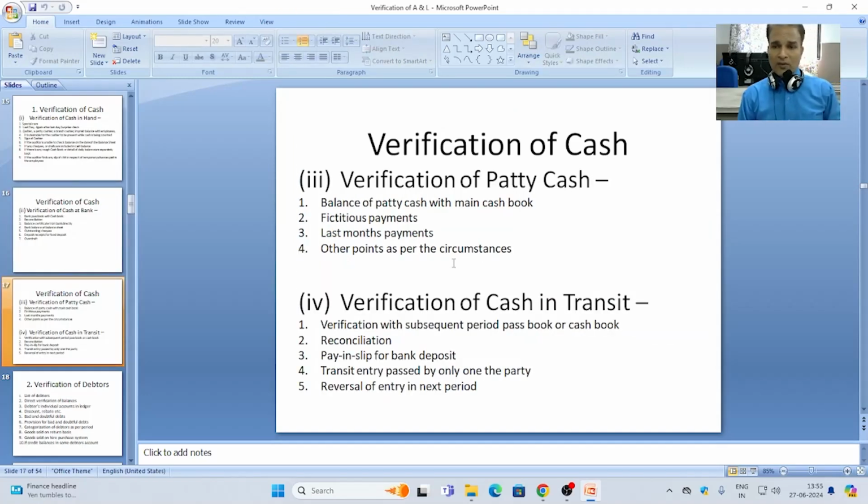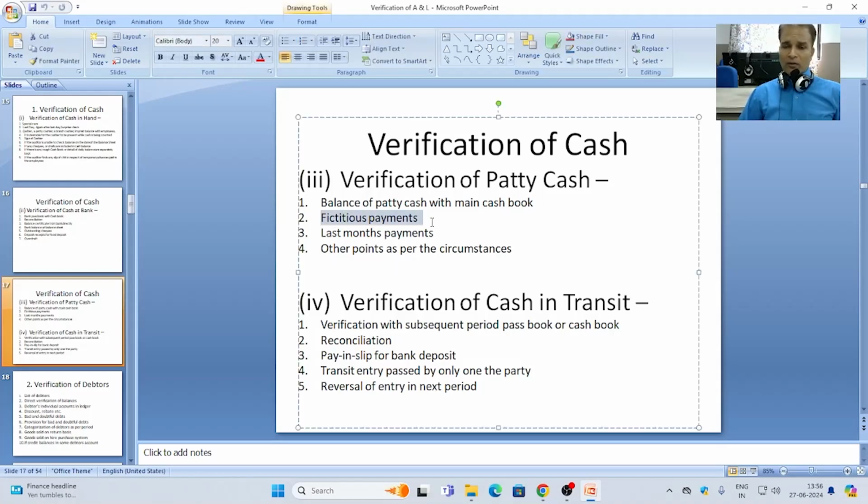Next, under the head of verification of cash is verification of petty cash. The petty cash book is always maintained by the petty cashier, who is authorized for small expenses and day-to-day expenses. For its verification, the auditor has to compare the balance of the petty cash book with the main cash book. If he finds any differences between the entries or balance, then he is required to prepare a reconciliation with the reason for the difference.